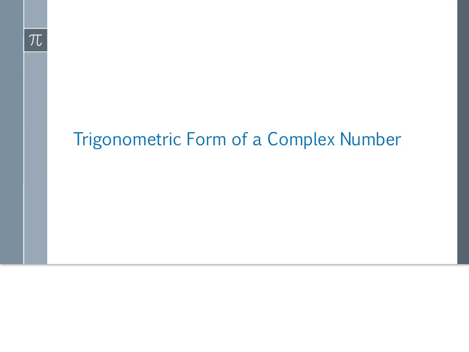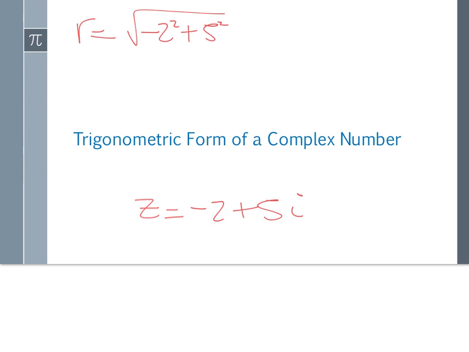Let's take that same example. We had z is equal to negative 2 plus 5i. And we want to express that in the trigonometric form. So the first thing I'm going to do is I'm going to solve for r. And remember, r is equal to the square root of a squared plus b squared. And I'm going to take the absolute value of that. So it's going to be the square root of 29, and that's what we got in the previous slide.